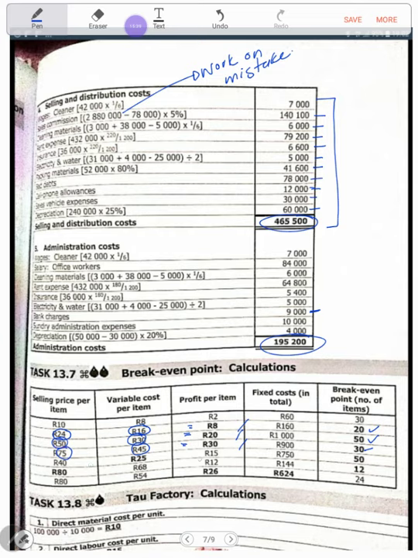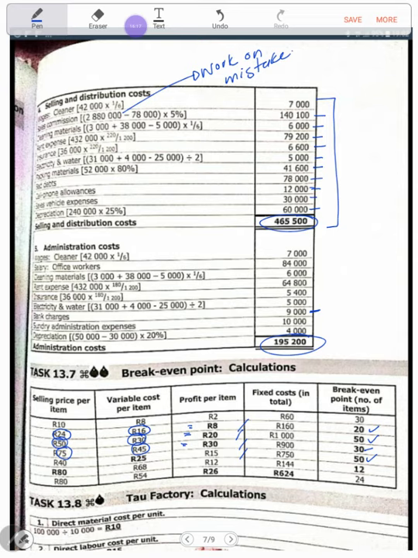Alright, then it gets a little bit tricky over here. You will just say 750 divided by 15 rand. It will give you 50 items to break even. 750 divided by 15 rand, we have to sell 50 products to break even. How do I get this 25 rand? I'm going to take the 50 rand, subtract the variable cost, and I'm adding the 15 rand per item, and you should get your 40 rand.